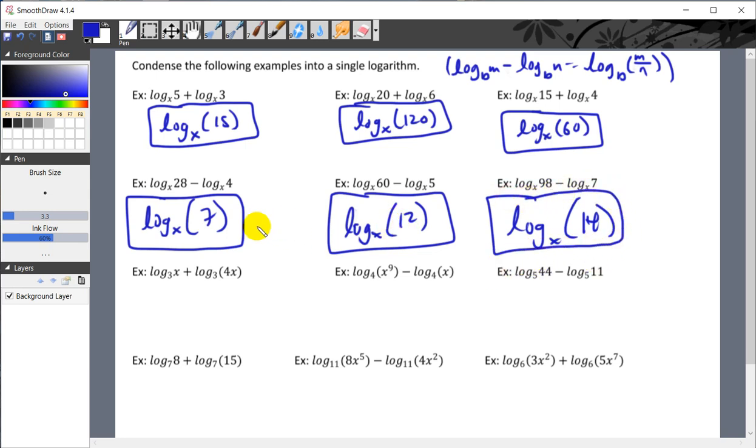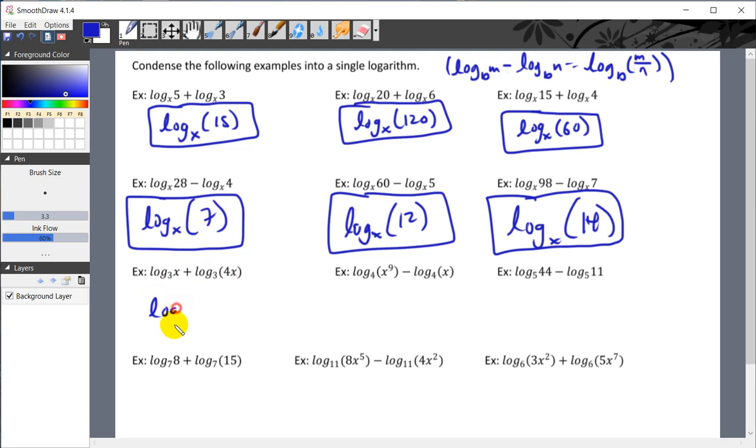Okay, now what we're going to do is go ahead and mix up these practices. I purposely showed you a whole bunch of addition first and a whole bunch of subtraction after. Okay, this one, what I see is we can multiply.